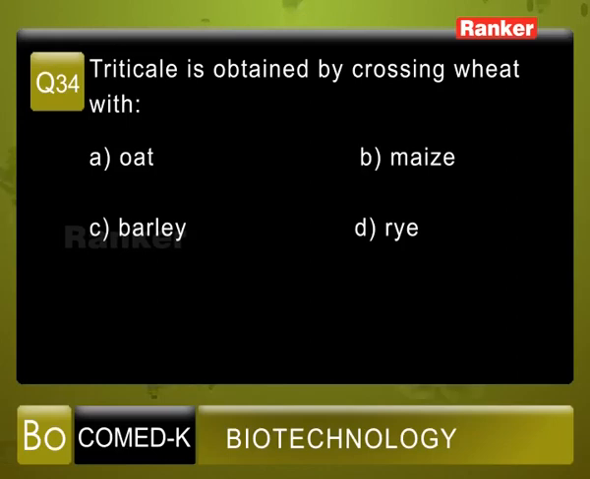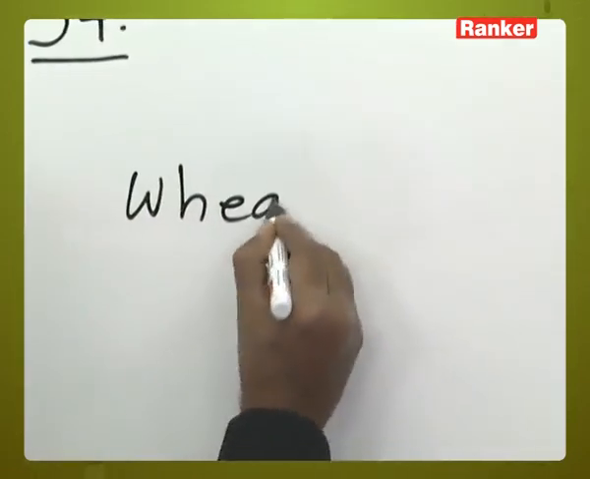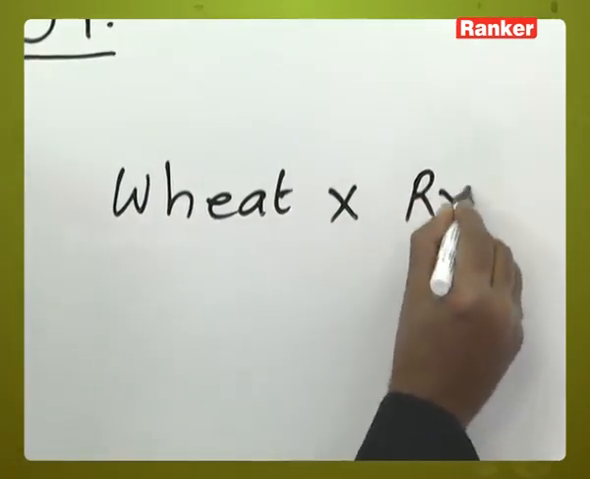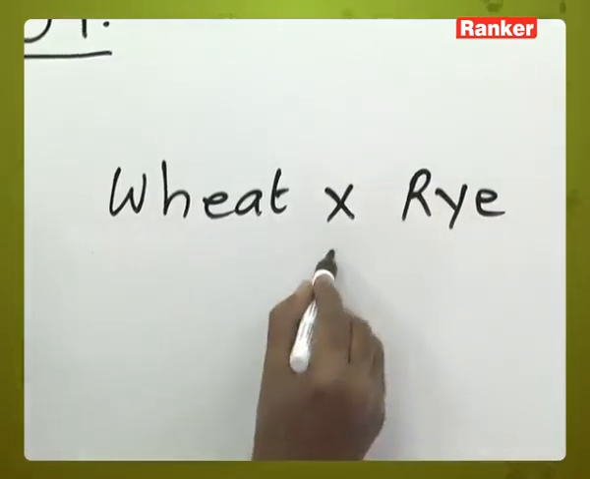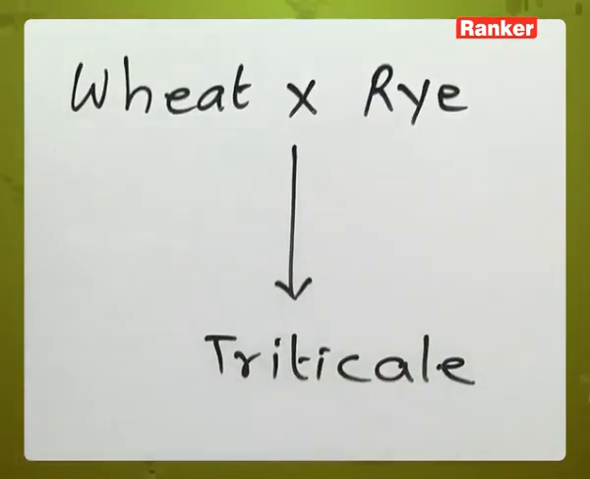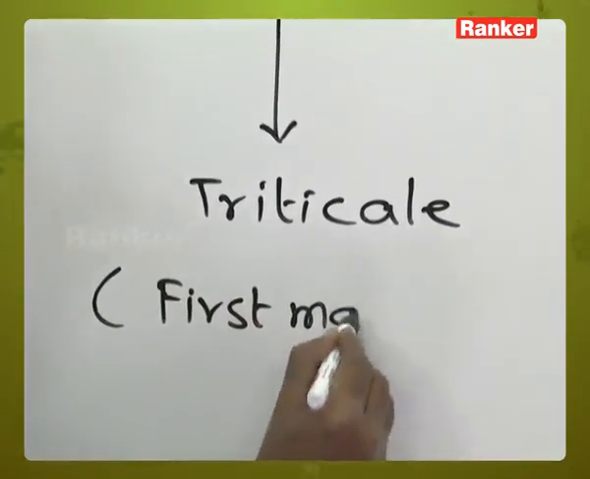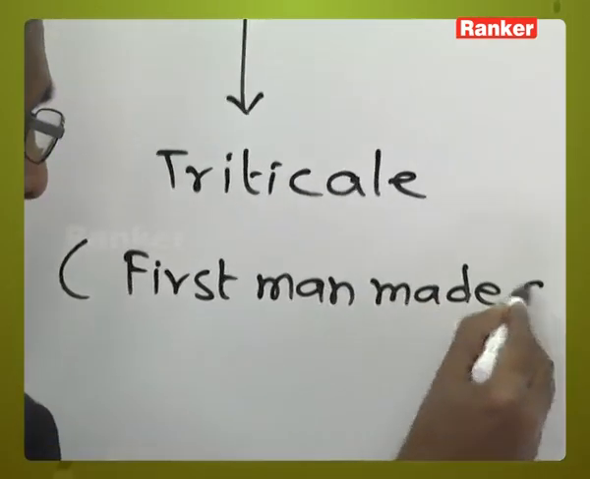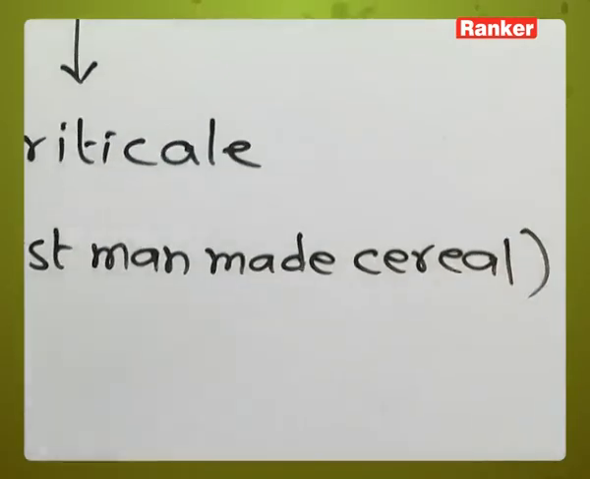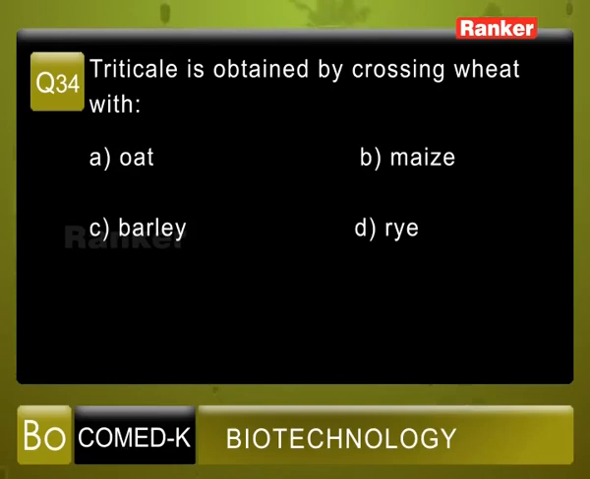Question number 34. Triticale is obtained by crossing wheat with A. oat, B. maize, C. barley, D. rye. When we take wheat and cross it with rye, we get triticale, which is the example of the first man-made cereal. So, among the choices, the right answer is D.